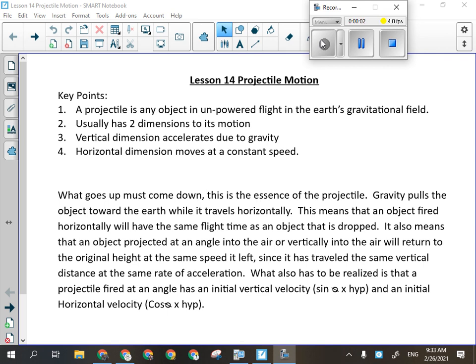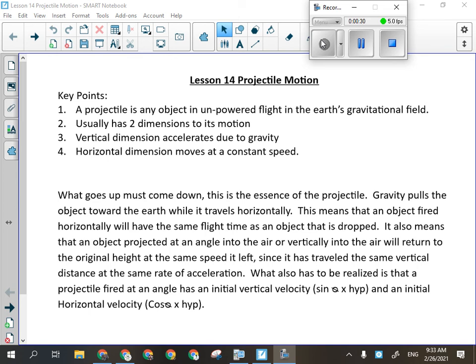So we're getting towards the end of this unit. We're going to be doing the last topic here, and the last topic is projectile motion. Projectile motion ties together everything we've done in this unit with the exception of gravity. Put 2 please up.